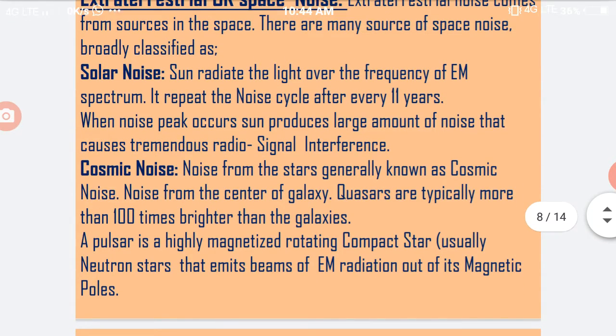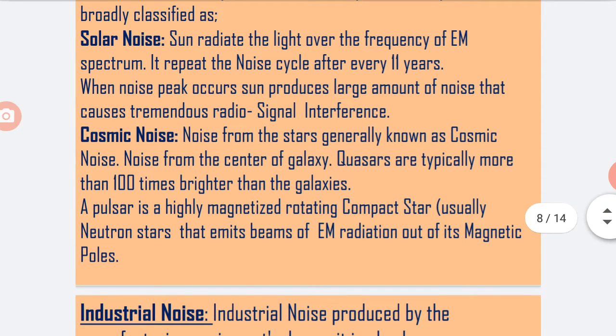Then cosmic noise is the noise generated from stars and galaxies. Quasars are typically more than 100 times brighter than the galaxies. So the pulsars, quasars, or galaxies generate the noise or radiation called cosmic noise. Also, they are in the range of the electromagnetic spectrum.